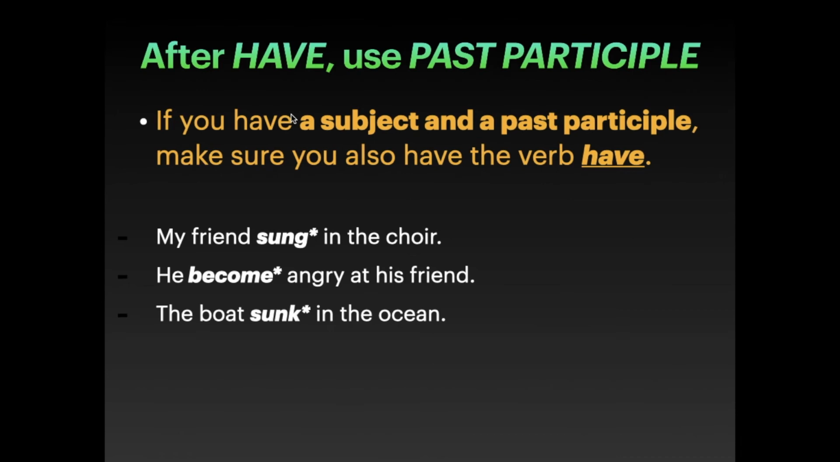Also, if you have a subject and a past participle, make sure you have the verb have. O sea, aquí tenemos my friend sung in the choir. Este es un past participle, pero no podemos tenerlo ahí solo. Necesitamos que tenga su auxiliar, right? So, how do we correct it? My friend sang in the choir, o sea, hacerlo en pasado para que ya no sea past participle, para que ya no necesite el auxiliar, o ponerle el auxiliar. My friend has sung in the choir.